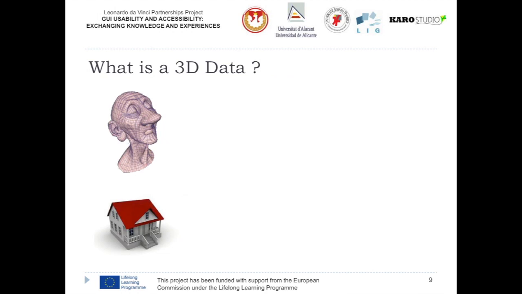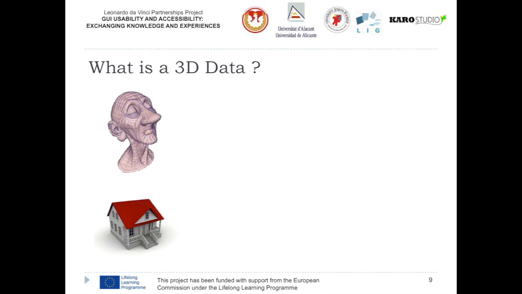The second question is, what is a 3D data? Here we'll see some examples. First, the 3D models, usually called meshes, like the Jerry's head from the Pixar studios, or the house with a red roof. These models are made from three-dimensional points that define lines, that define polygons, usually triangles or quads. This set of polygons defines a set of surfaces that define the object.